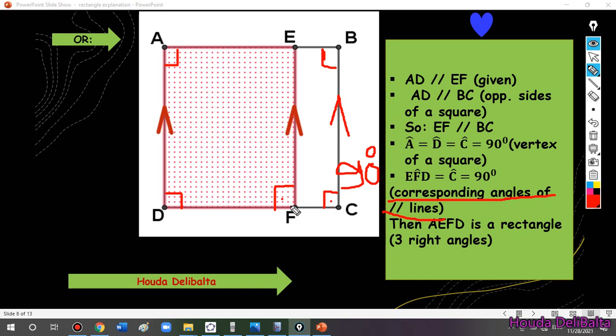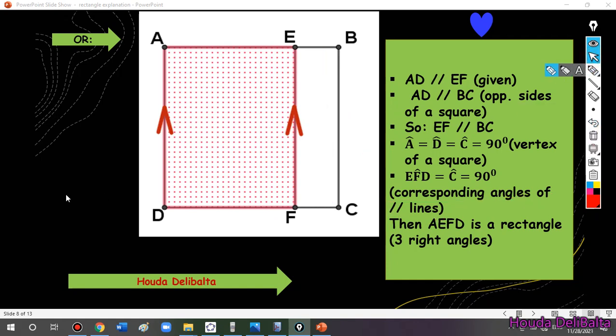So C and EFD are corresponding angles of parallel lines, then definitely they are equal. Since C is right because it's a vertex of a square, then F is also right. And thus again AEFD is a rectangle by 3 right angles. So here we proved that AEFD is a rectangle by using the idea of 3 right angles. In the first way, we used the idea of the co-interior angles, and in the second way, we used the idea of the corresponding angles.